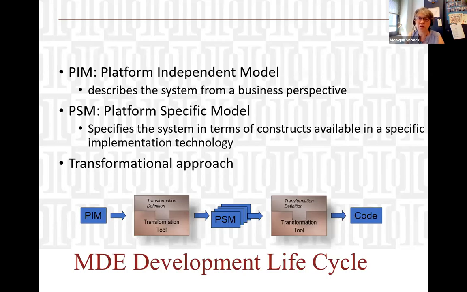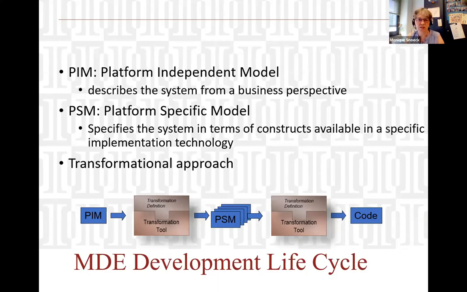So the basic ingredients are here: the platform-independent model, which describes the system from a business perspective. Using certain transformation rules, you transform it into a platform-specific model, geared to, for example, JavaScript, the React framework, Node.js, C++ or C#, or whatever you want to use. You still describe it in a fairly abstract way, but already geared towards your platform. And then eventually you transform it to code.